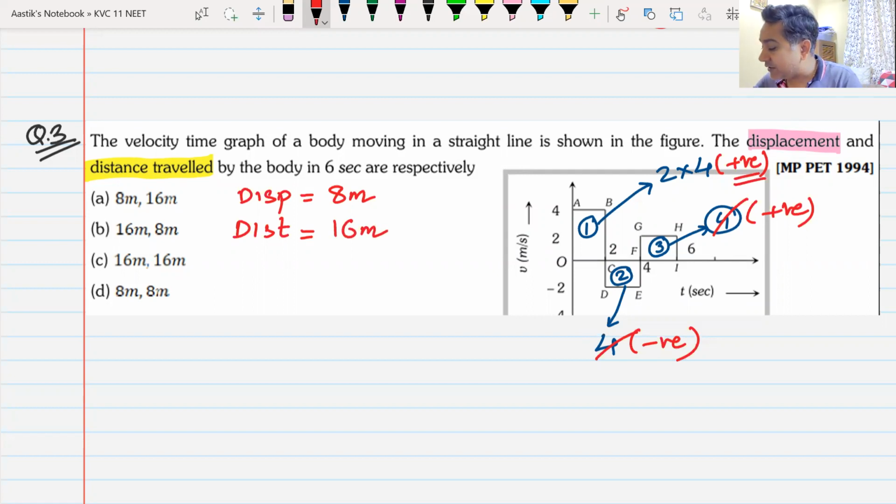For displacement, two areas are positive and one area is negative. For distance, all the areas are positive. Do we understand this? Yes or no? Shall we move on to the next question? Okay.